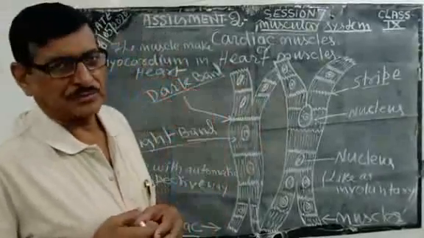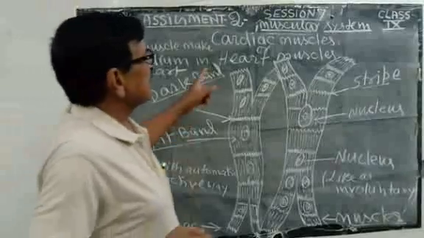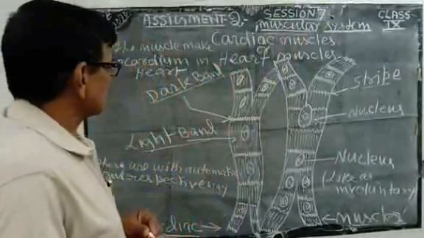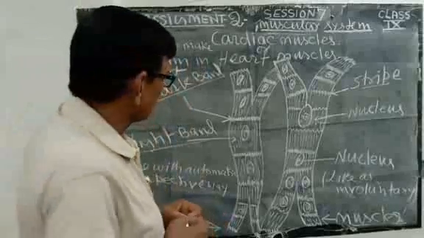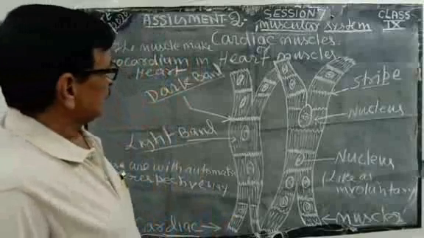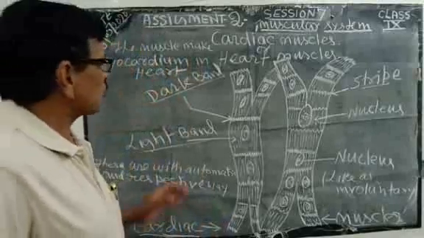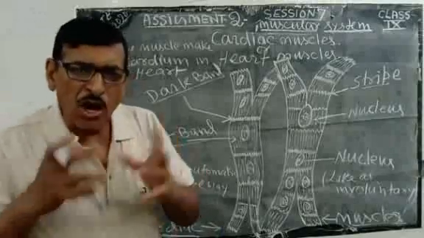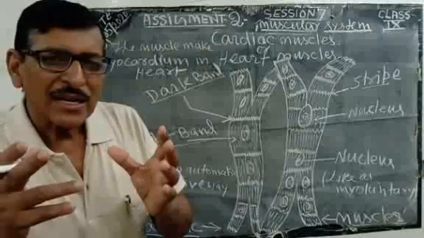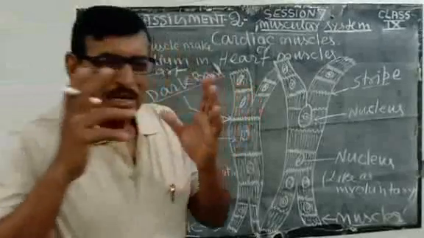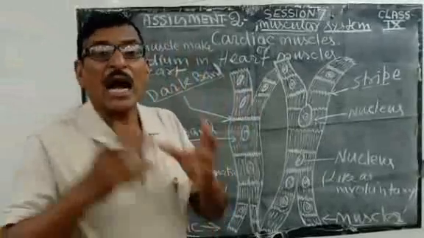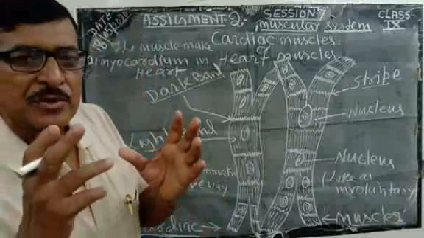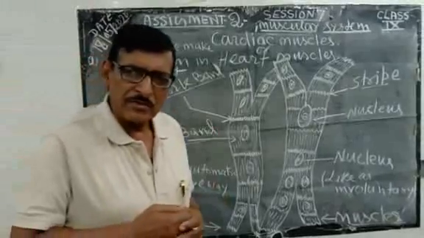So now homework. Explain the cardiac muscles with a suitable diagram. Next question. Explain or draw only the cardiac muscle diagram, and mention all its parts. Have you clear? Thank you.